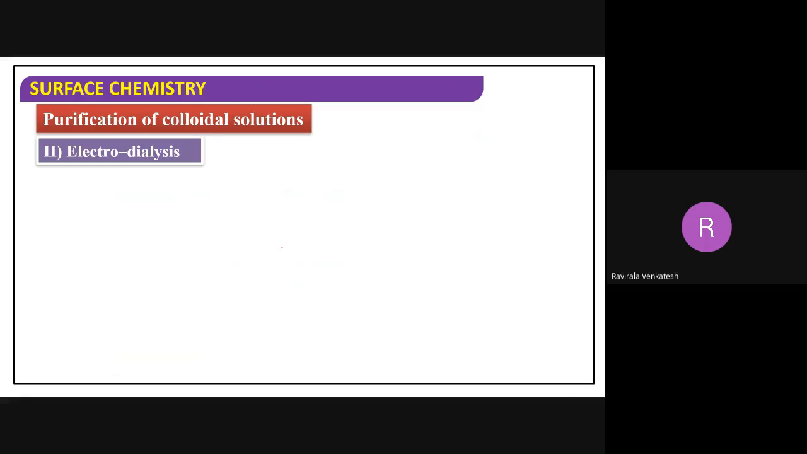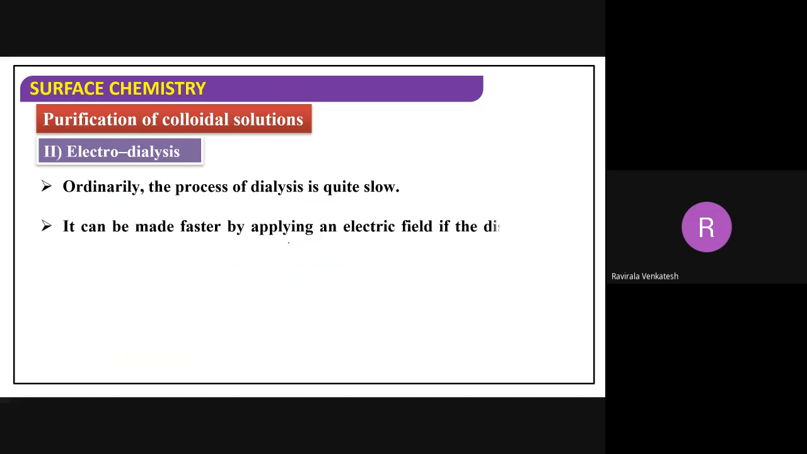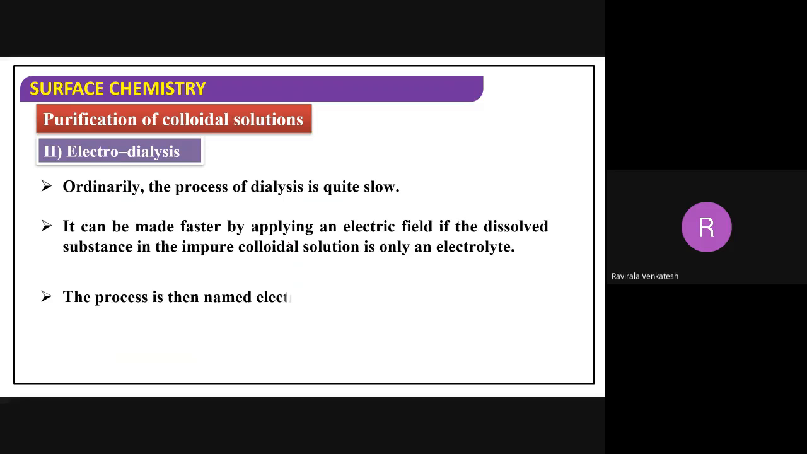Purification of colloidal solution by the second method, electrodialysis. Now, what is the difference between electrodialysis and dialysis? Dialysis is a slow process; it takes place very slowly. So to speed it up, we use the electrodialysis method, by keeping the dialysis setup in an electric field. By applying an electrical field, we make the process very fast. The process is then named the electrodialysis process.